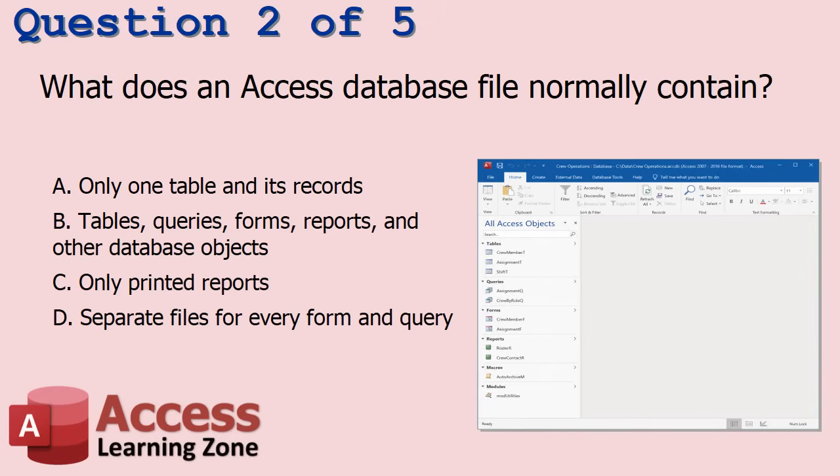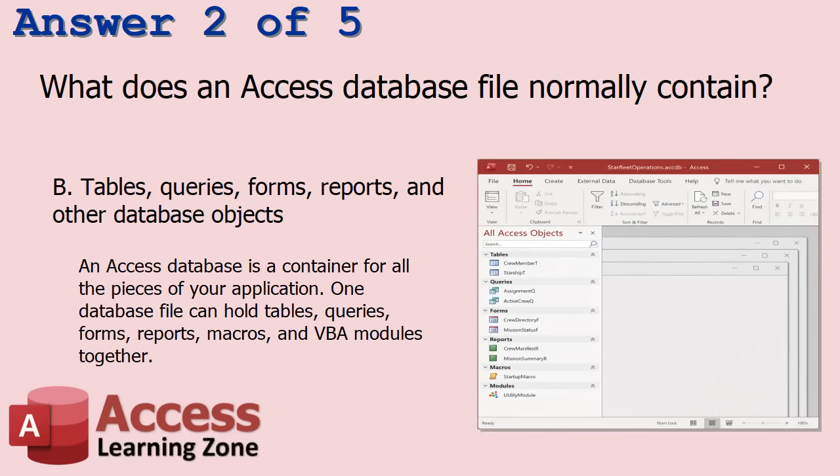Question 2. What does an Access database file normally contain? Only one table and its records, tables, queries, forms, reports, and other database objects, only printed reports, or separate files for every form and query? That's B. Tables, queries, forms, reports, macros, modules, and other stuff.